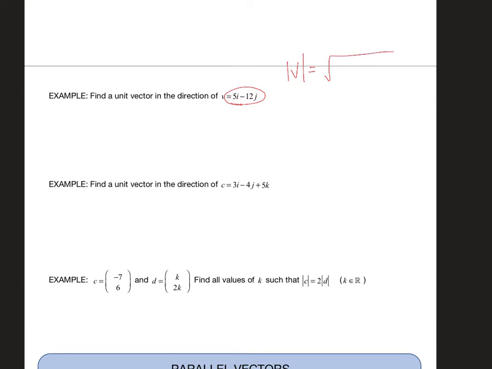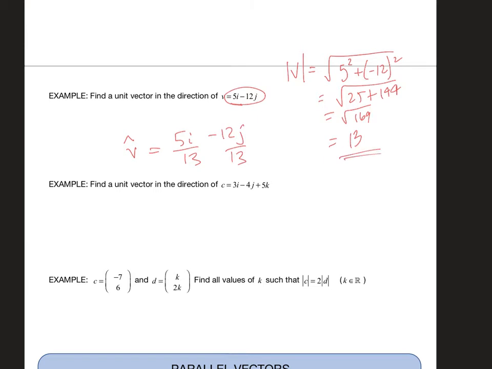So using the formula, I'm going to take the x direction component and square it, and the y direction component and square it. That's the square root of 25 plus 144. Oh, hey, didn't I just write this a couple seconds ago? Isn't that magnitude 13? So if I want a unit vector, there's my notation. I'm just going to take the original vector and divide by 13. Okay, let's try another one. One in 3 dimensions.